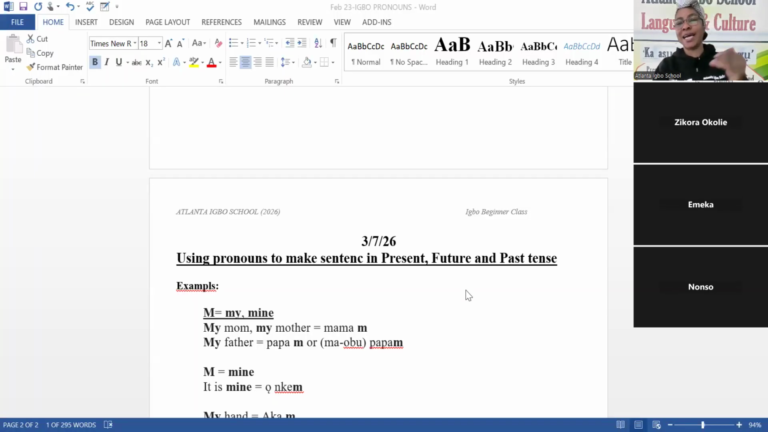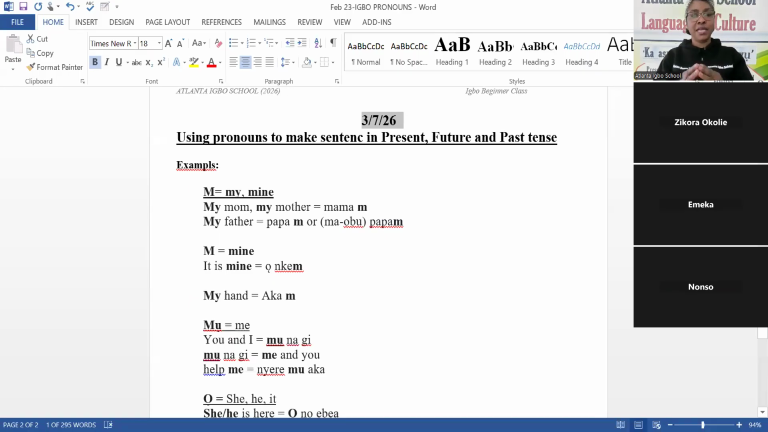Okay, last week we did pronouns and I told everybody to know their pronouns. You have to know your pronouns, okay? And now that you memorize and know all the pronouns, we're going to start making sentences. I'll show you how to use these pronouns to make a sentence.